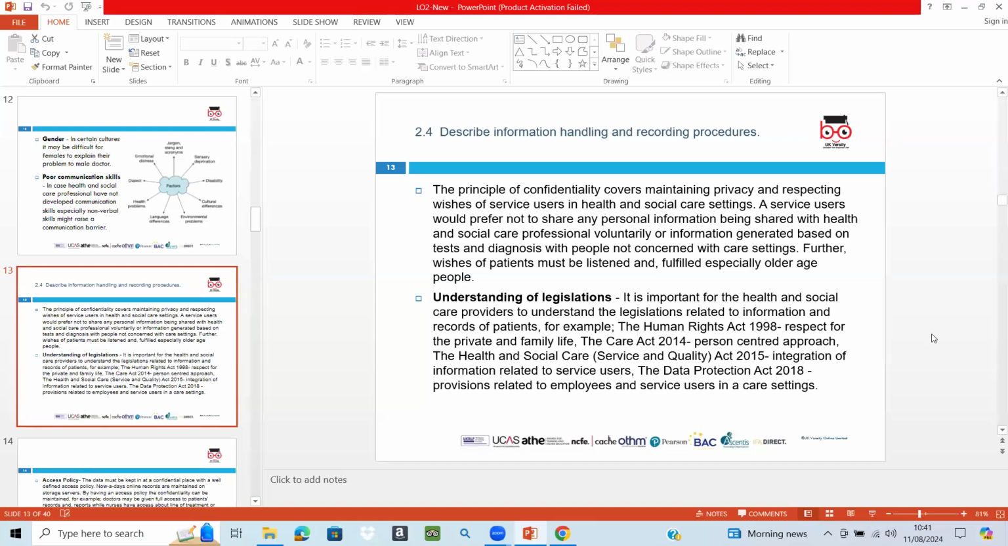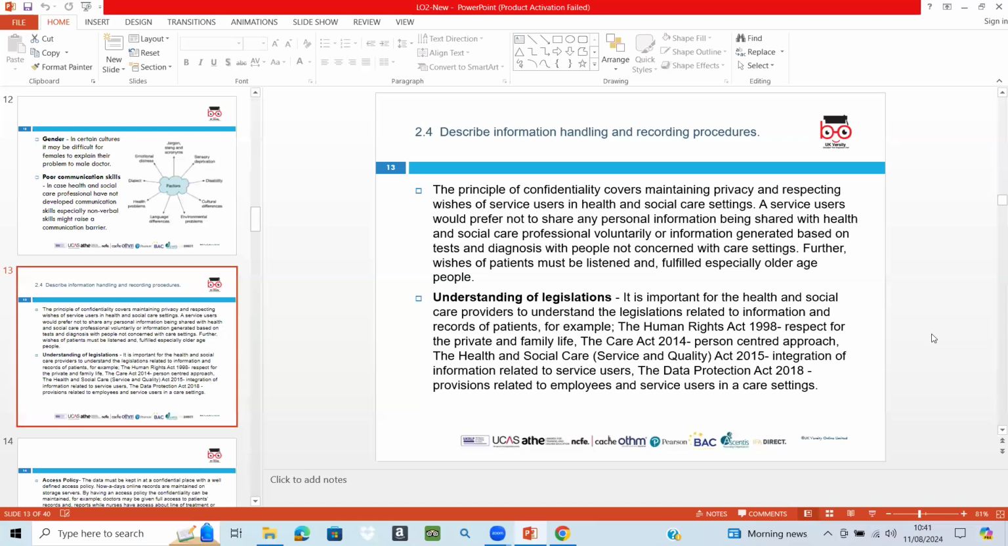So here we need to discuss information handling and recording procedures. Proper handling and recording of service user information are crucial in maintaining confidentiality and ensuring effective care.